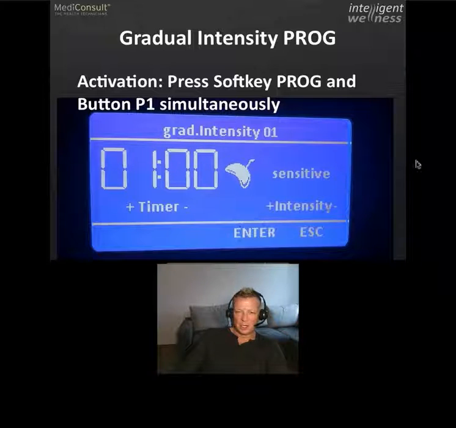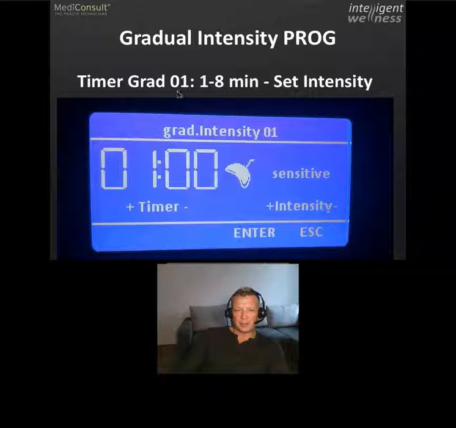Once you do that, the display shows you the possibility of putting in gradual intensity, and you build your own application over time with different intensities and times. So what you do is you choose the applicator and then you choose the timer. How long would you like to stay with a certain intensity? Once you did the first setting, you press enter. So for example here, grad 1 you can set between 1 to 8 minutes and set the intensity.